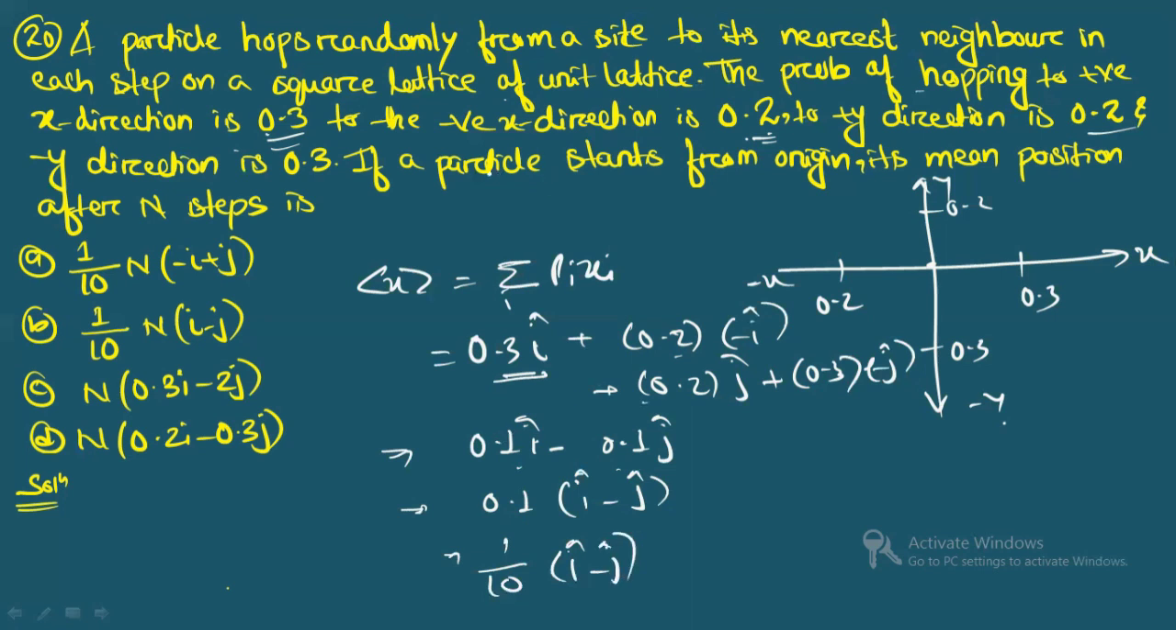Now you see, you will have to see after how many steps? n steps. So just multiply it with n. So you will get n by 10 i cap minus j cap, or you can write 1 by 10 n, i cap minus j cap, right? So what is the answer here? 1 by 10. The option is B. 1 by 10 n (i minus j). Clear? So that's all in this video.